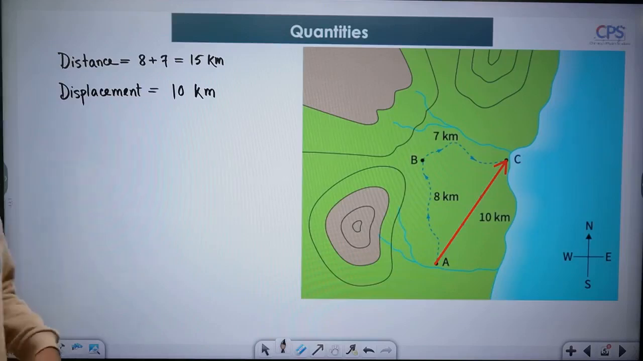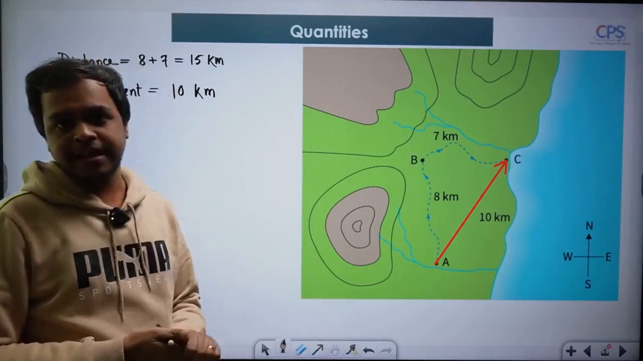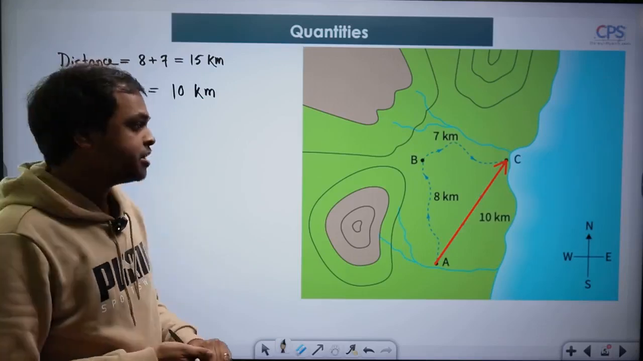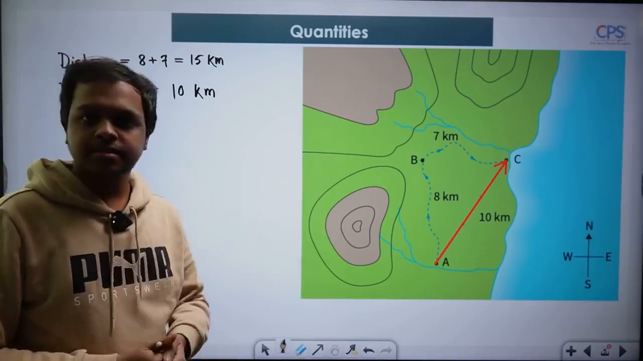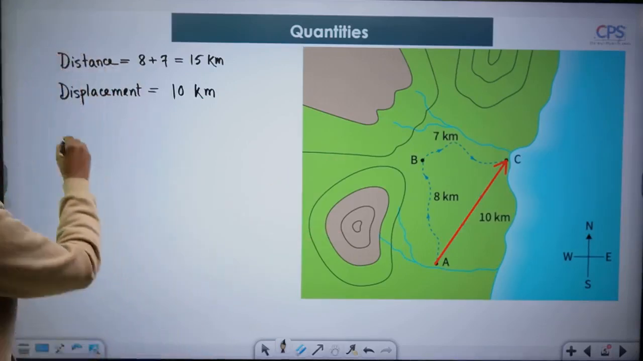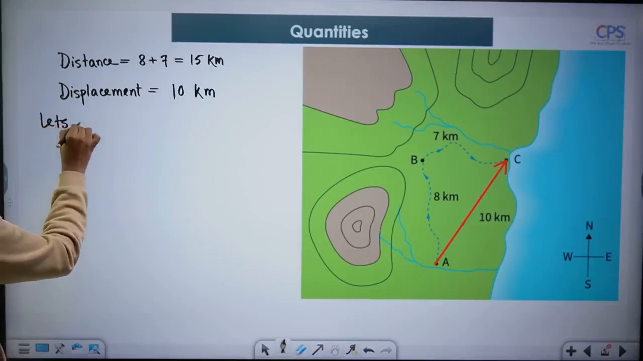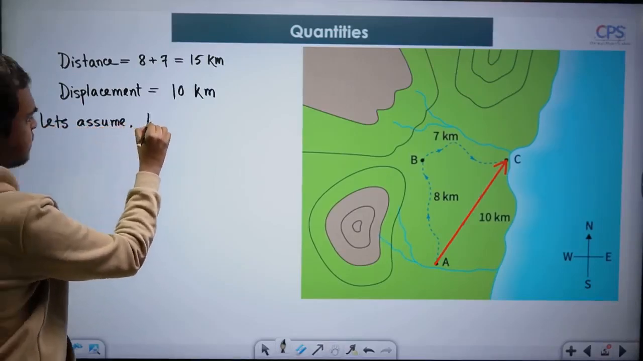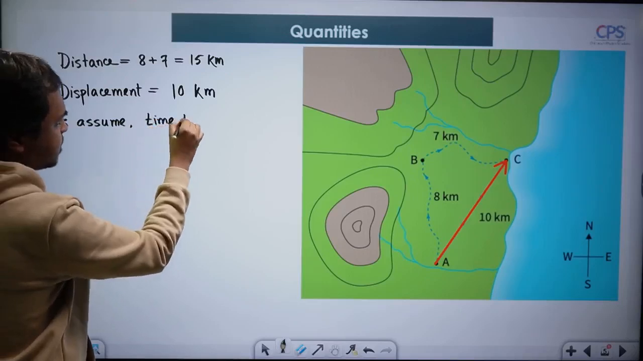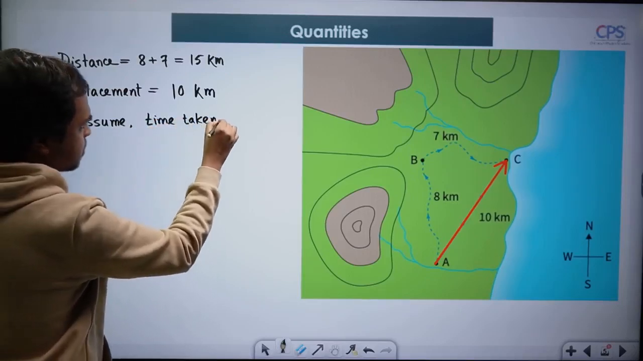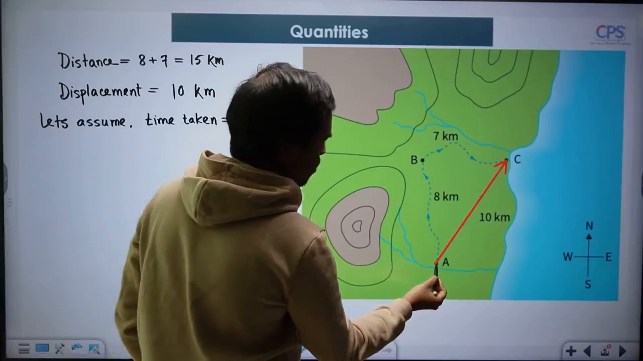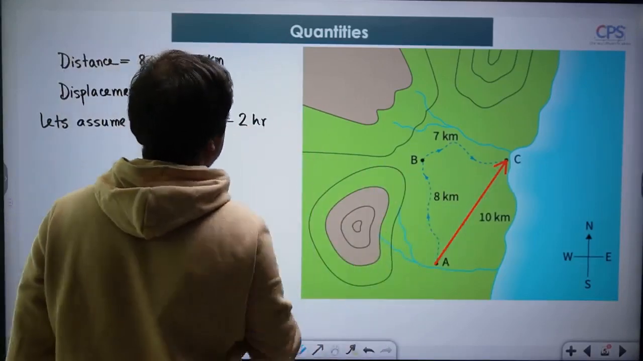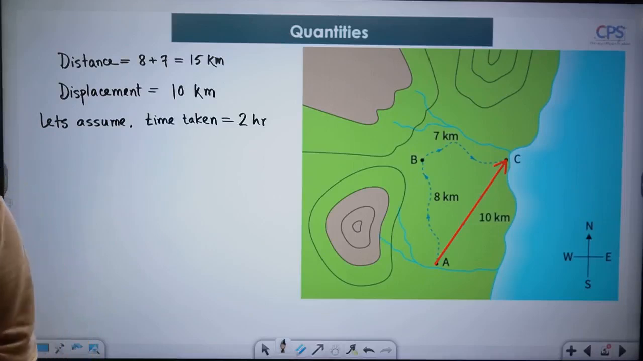Now, what I am about to tell you is that let's play with time right now, okay? Let's associate time in these calculations. Let's assume the time taken for a person to walk from this point to this point is, let's say, 2 hours. Okay, I'm just assuming any value right now for the time.